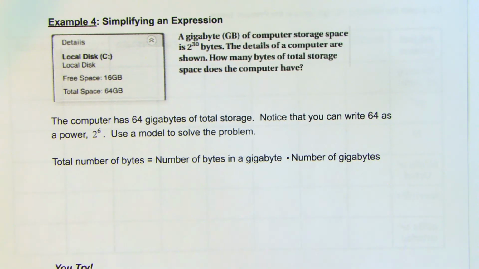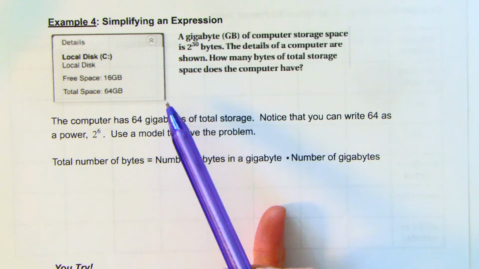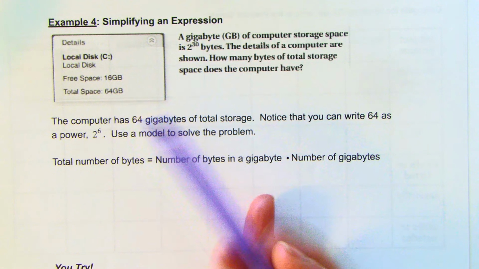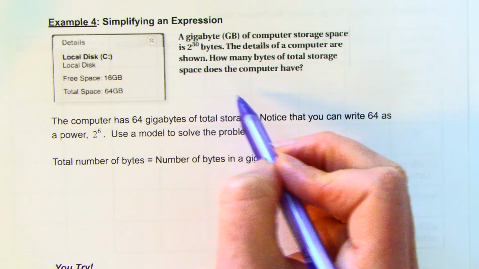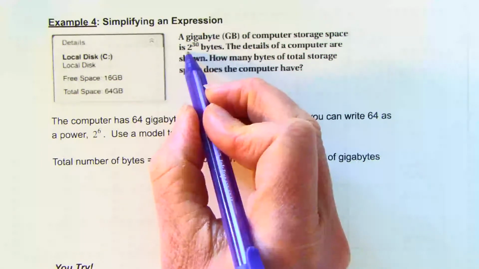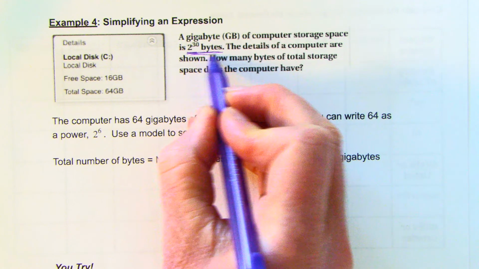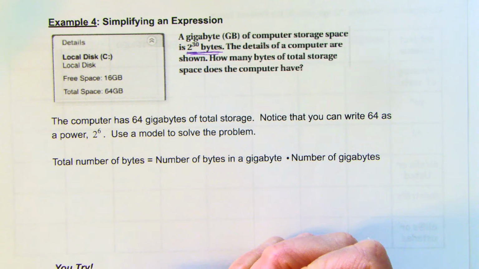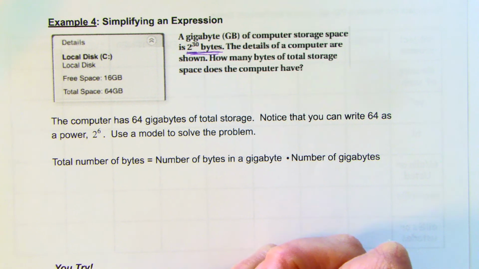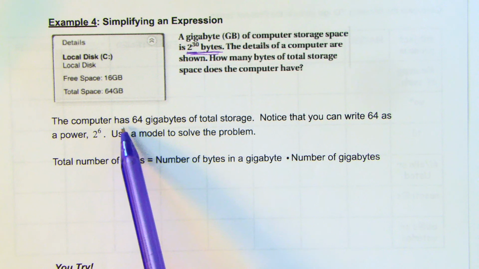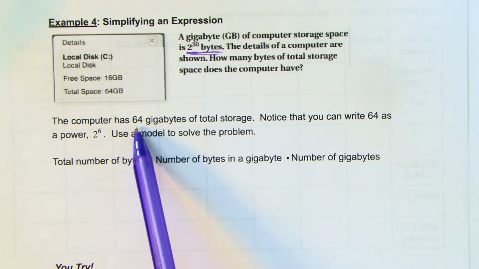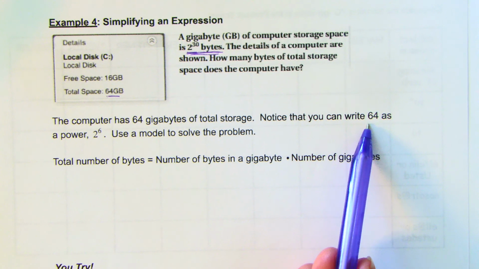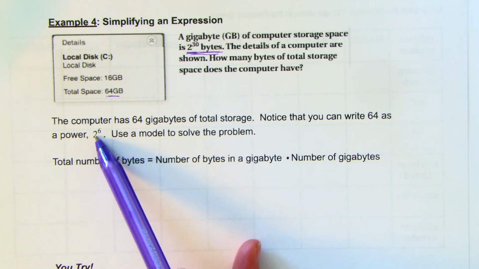simplifying an expression. So I've got a word problem where we're showing some details about computer storage. And it starts by telling you that a gigabyte of computer storage is 2 to the 30th power bytes. The details of a computer are shown. How many bytes of total storage does the computer have? Right? So we start by talking about the computer has 64 gigabytes of total storage. You can see that there. Notice that you can write 64 as a power. That's 2 to the 6th power.